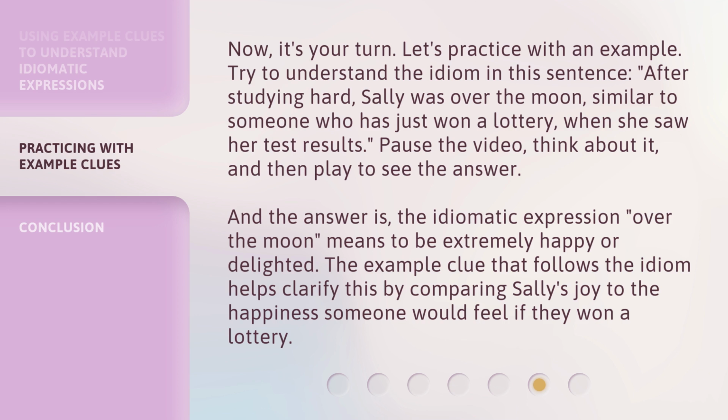And the answer is, the idiomatic expression, over the moon, means to be extremely happy or delighted. The example clue that follows the idiom helps clarify this by comparing Sally's joy to the happiness someone would feel if they won a lottery.